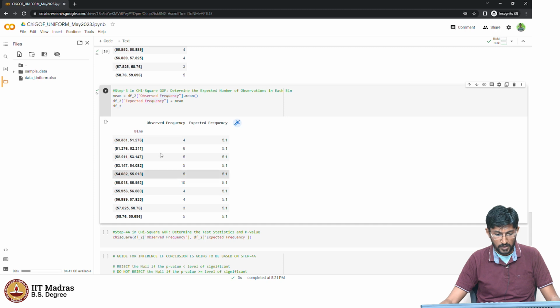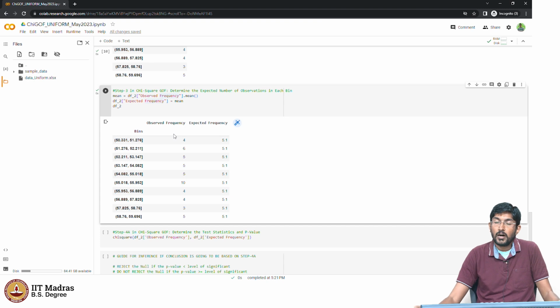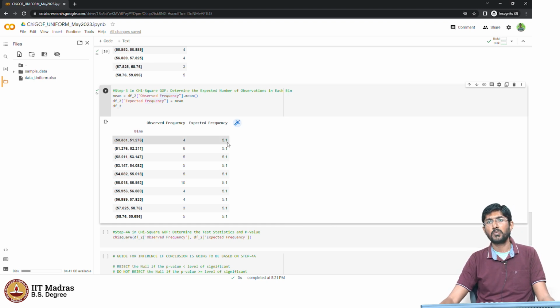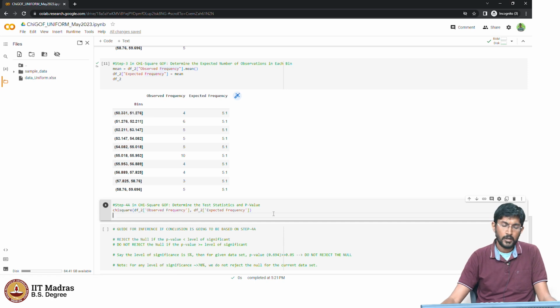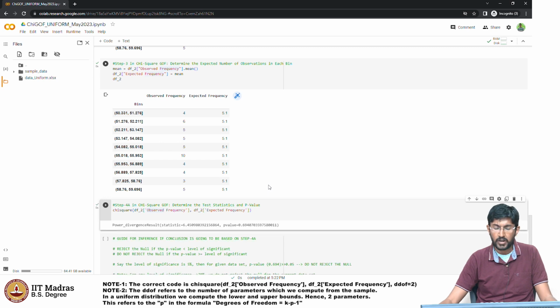So that is going to be the expected frequency in each of these bins. Now I have created my probability table, my frequency table. I have got different bins, and for each of these bins I have an observed frequency and an expected frequency. Now all I have to do is perform the chi-squared goodness of fit test. So I will use this chi-squared command, feed the observed frequency and expected frequency into it, and run it.